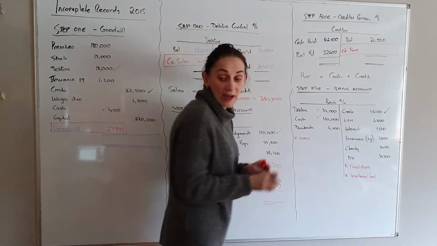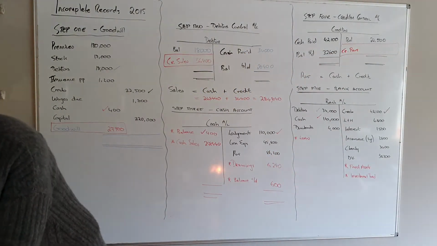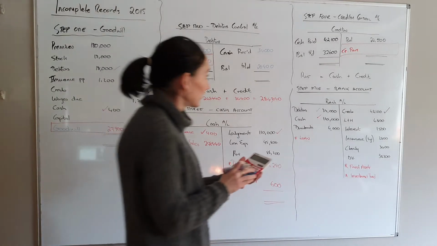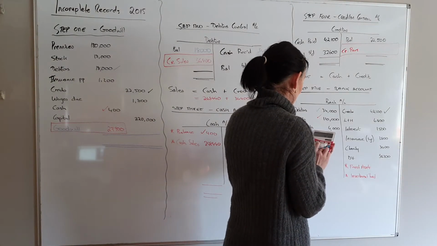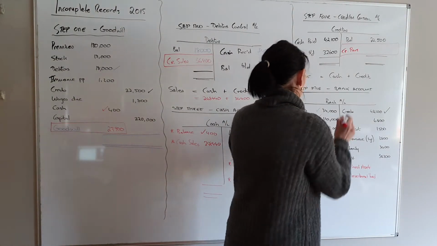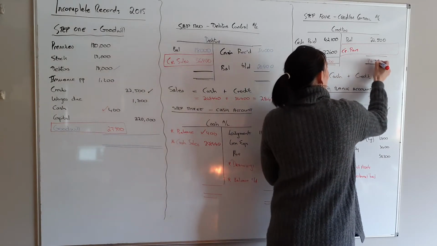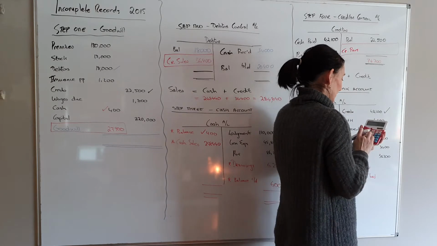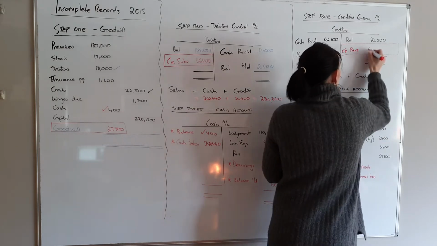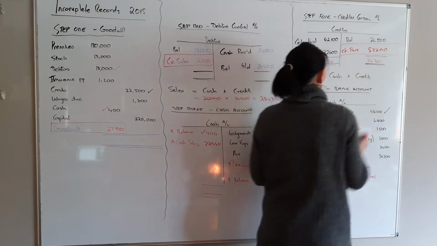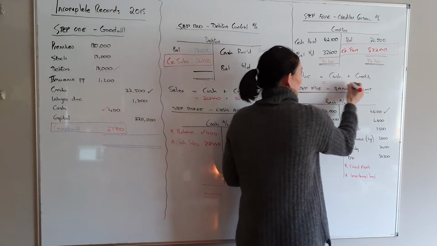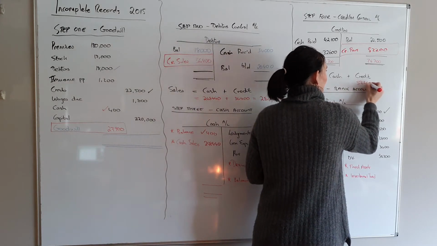And then you're able to calculate your credit purchases. So you have 42,100 plus, so that's 74,700 minus 22,500. So your credit purchases is 52,200. So your total purchases, well, your credit is 52,200.